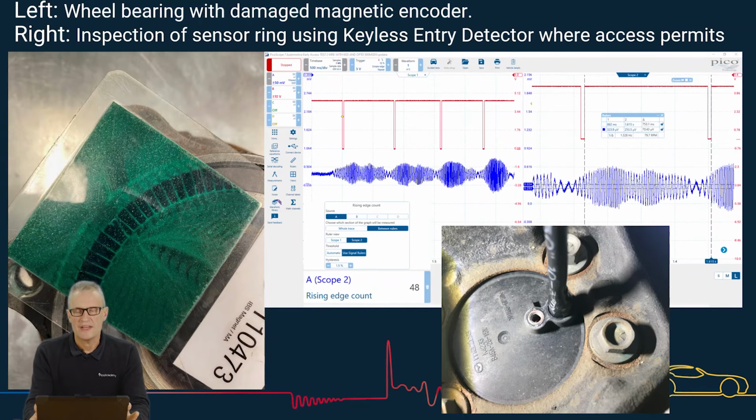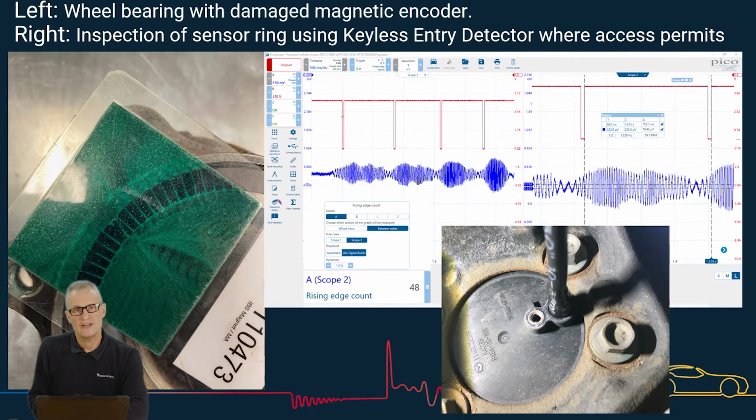On the subject of these encoder rings, how could we have possibly checked the mechanical integrity of the encoder ring without removing it and using something like this field finder? We have used a technique in the past. This was on a Mazda, in the image on the right here. We used our keyless entry detector. If you actually take the ABS wheel speed sensor out of the hub and insert the keyless entry detector into the hub where access permits, it's not always possible.